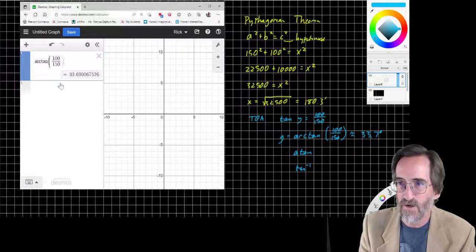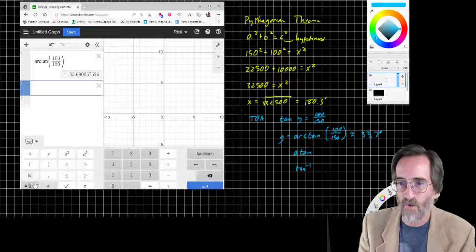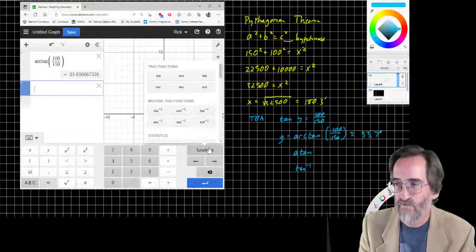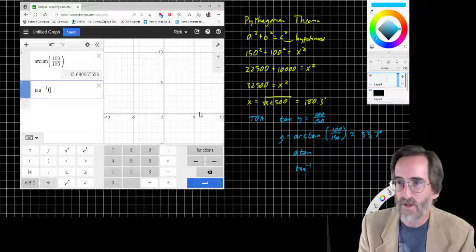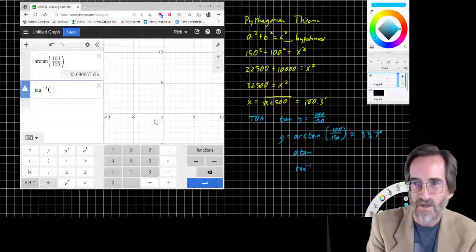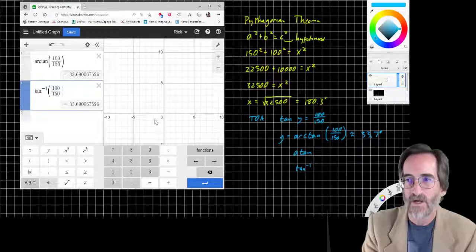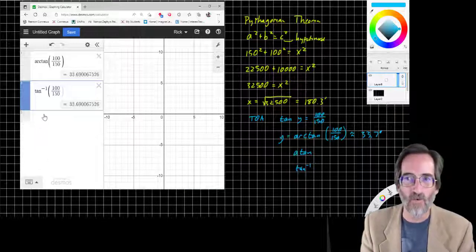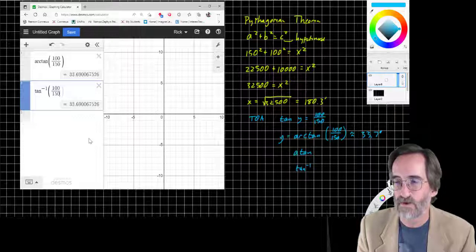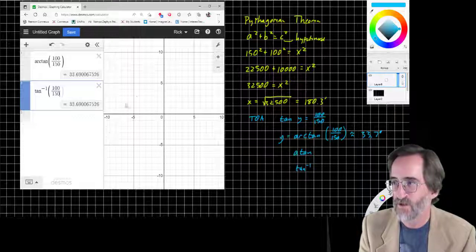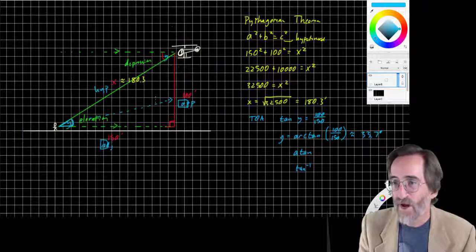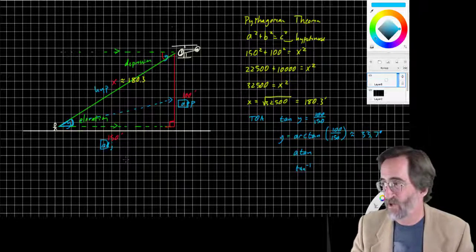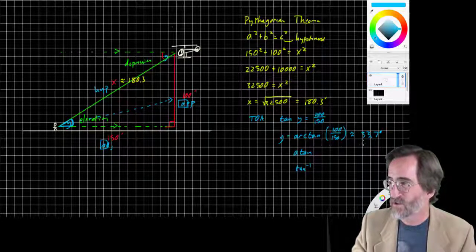Now, just to show you, it will also calculate using the little -1. Let me show you that here. So if I use the keyboard icon here and go to functions and go to trig functions and then inverse trig functions, there's tan little -1 and arctan. 100 divided by 150. Notice that the answer is the same. So Desmos recognizes arctan or tan little -1 as the same function. Okay, I prefer arctan because it's easy to type and I don't have to use the keyboard clicks there to get it.